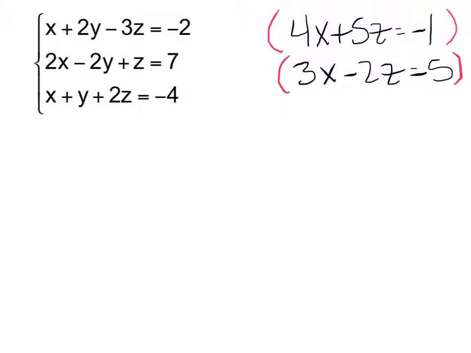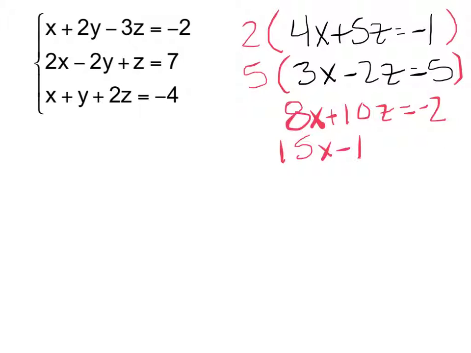I have the numbers 5 and 2, so 10 would be a good goal to shoot for. If we multiply the top equation by 2, we'll have 10z. If we multiply the bottom equation by 5, we'll have negative 10z, which will give us opposites. So when we multiply, we get 8x plus 10z equals negative 2. And we get 15x minus 10z equals 25.